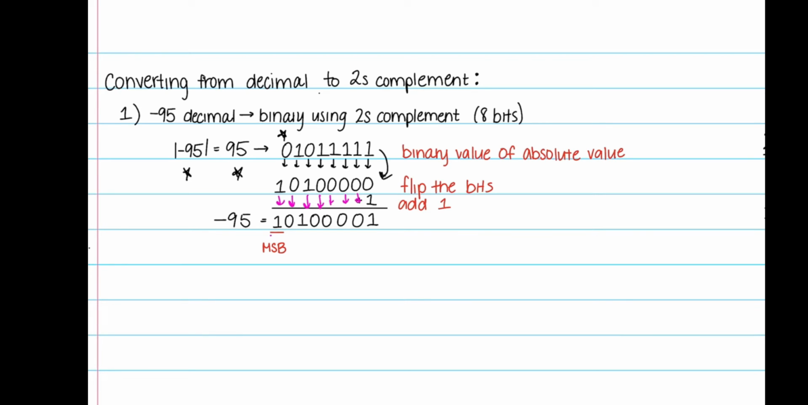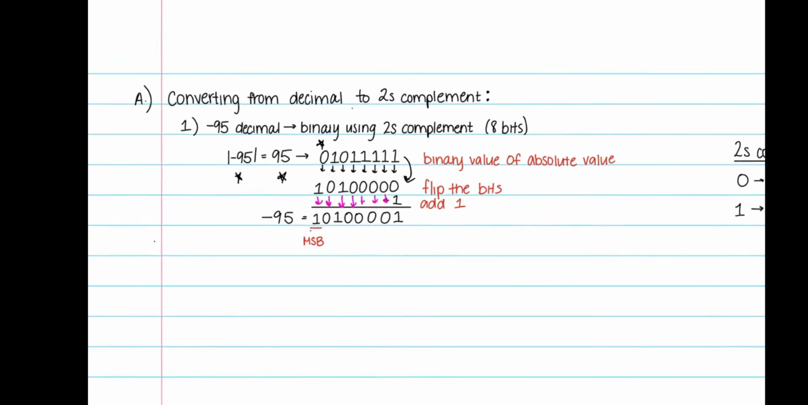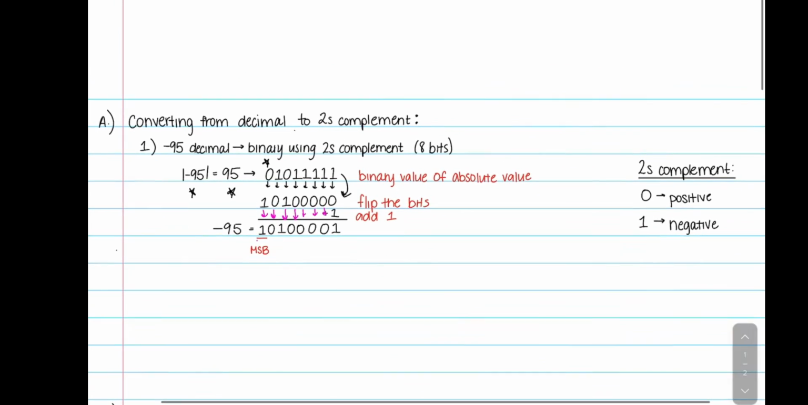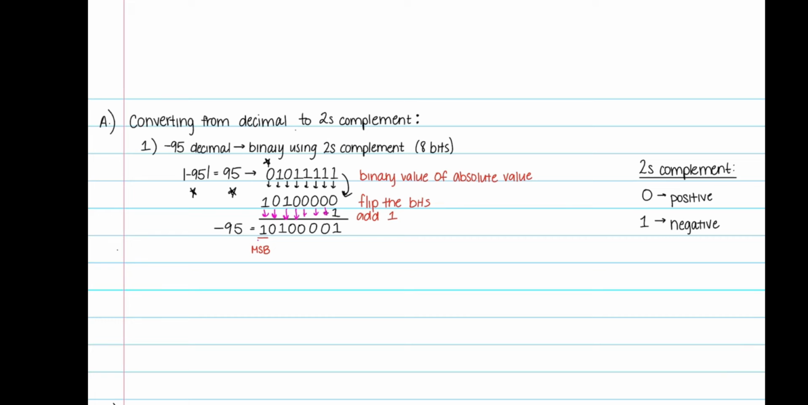This leaves us with the 2's complement representation 10100001. Notice how the most significant bit of this value is a 1, which tells us that the decimal number for this 2's complement number is in fact negative. Therefore, to write negative 95 using the 2's complement, the number would be 10100001.